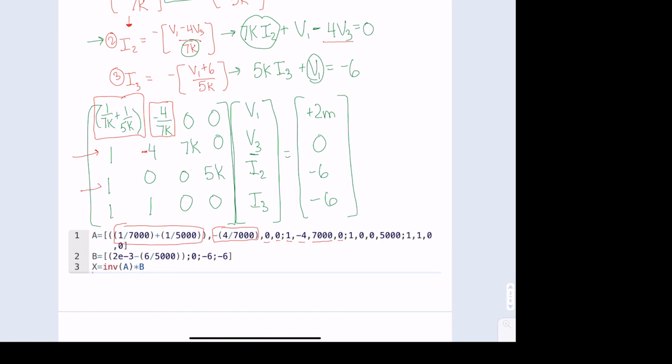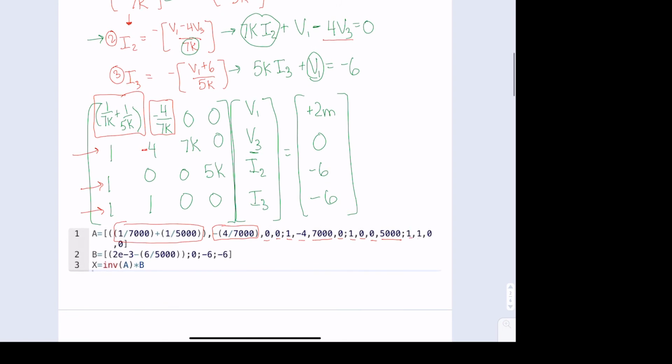My next row is 1, 0, 0, 5,000. Next row is 1, 1, 0, and a 0. So remember, for the different rows, you use a semicolon. To separate the components, you can do a comma in between each of those. So then I need to define this B matrix. So I called this matrix an A, and then this B matrix is my constant matrix over here.